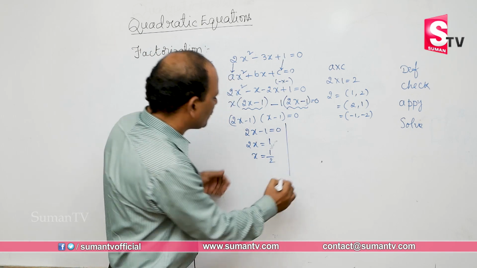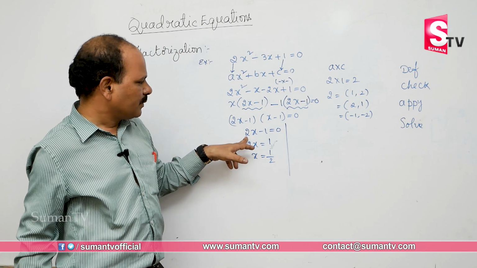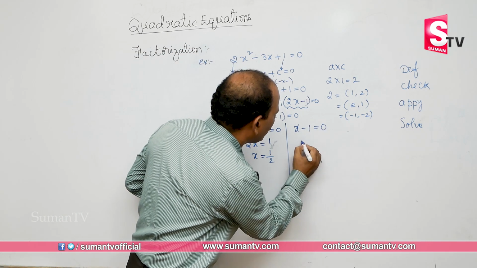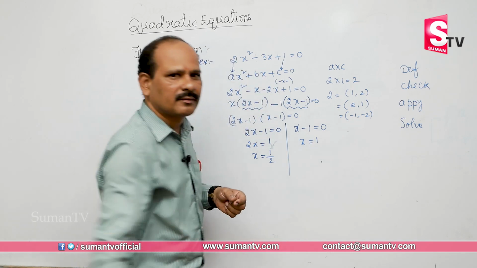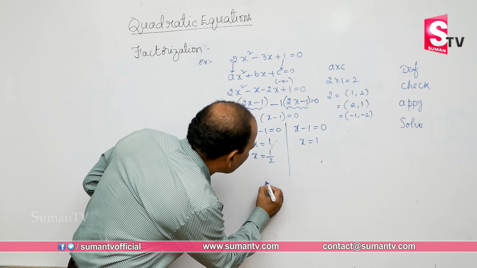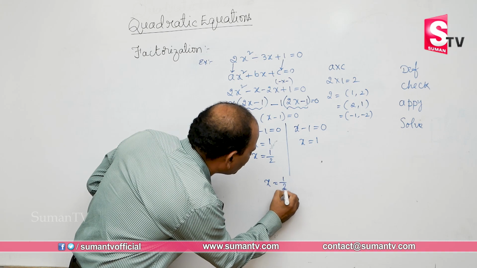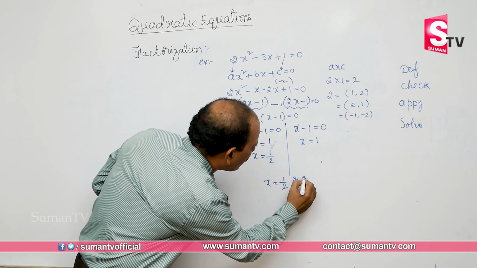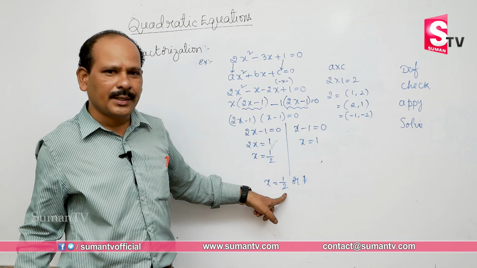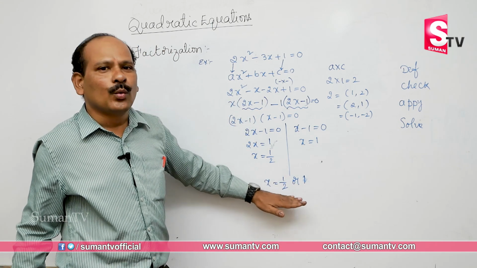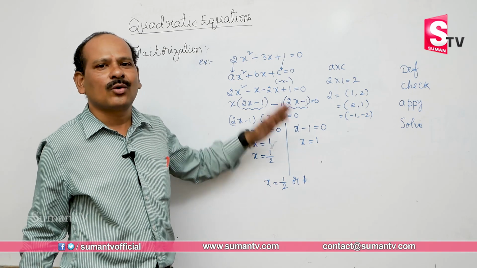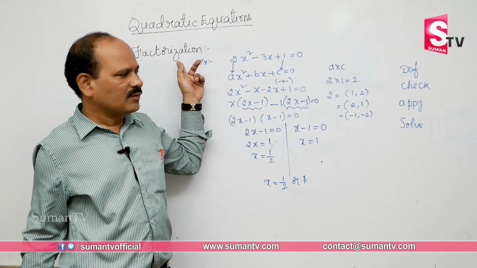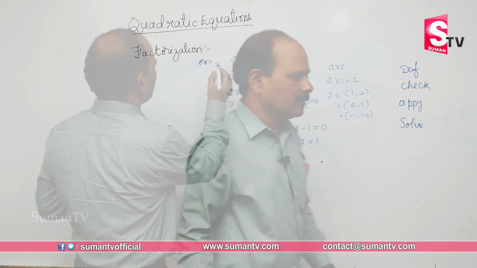Come to the second part. This I already made 0. Then x minus 1 is equal to 0, x is equal to 1. So the value of x is equal to 1 by 2 or 1. In this way we can solve the quadratic equation by using the factorization method. One more problem I will explain to you.